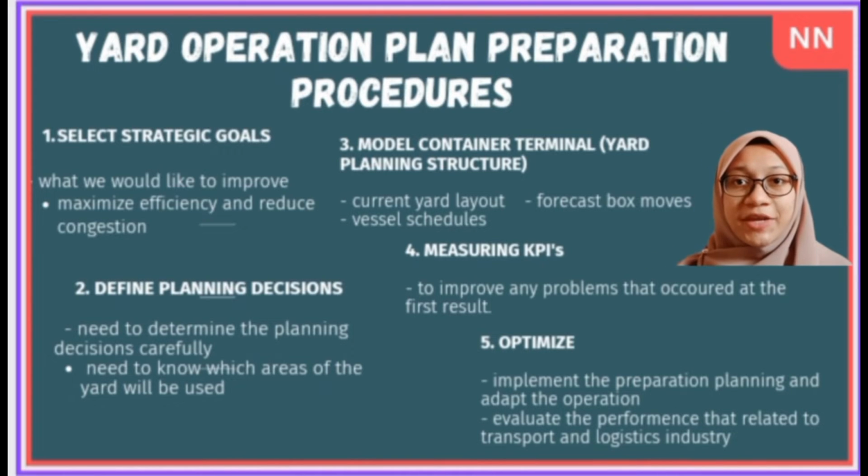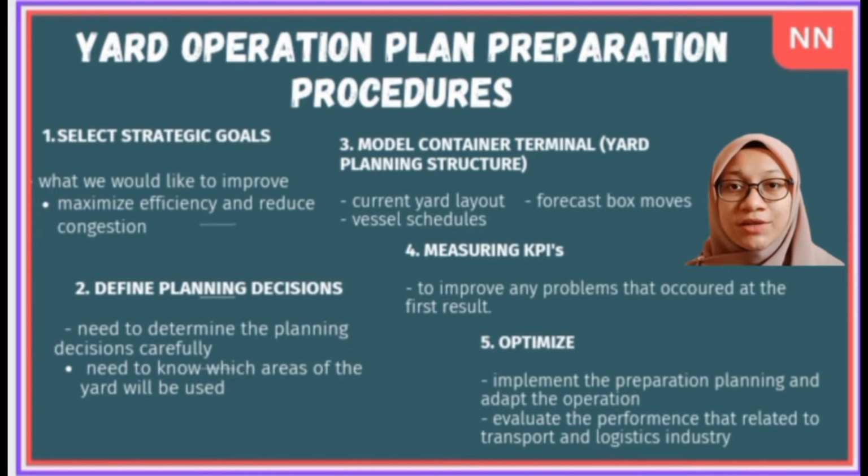Fourth, measuring KPIs. This will help improve any problems that occur in the first result. There are some examples of KPIs that should be measured for a yard plan, such as the yard location of the container to be loaded onto the ship, turnaround time of vessels and turnaround time of trucks. And the last step is optimize. After we do the plan preparation and the measurement, we implement and evaluate it in the container yard operation.